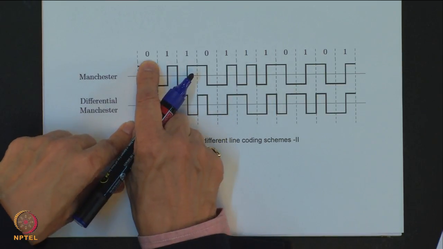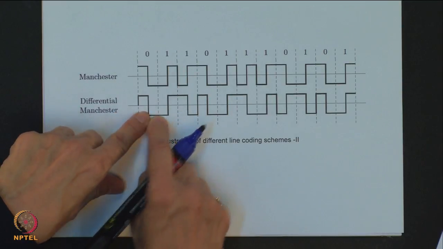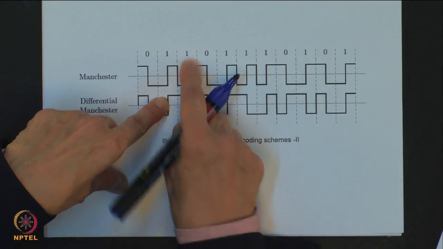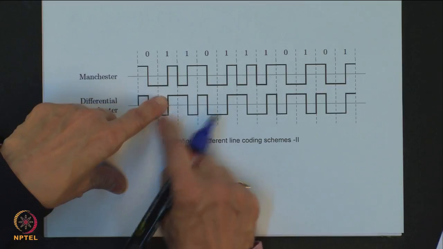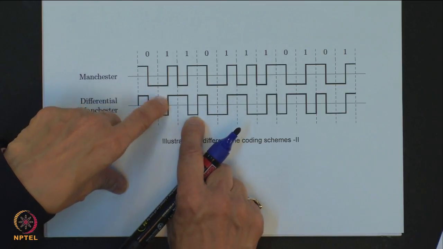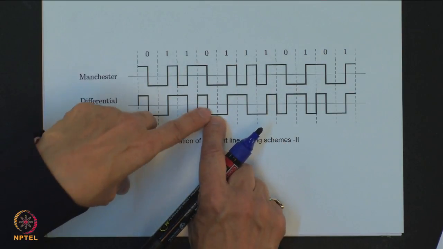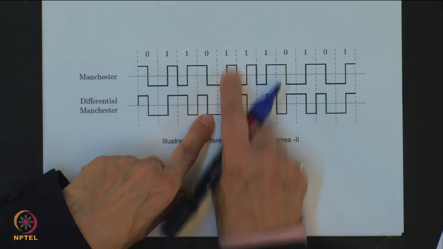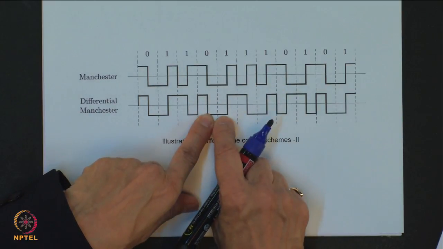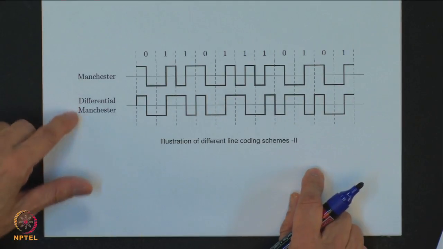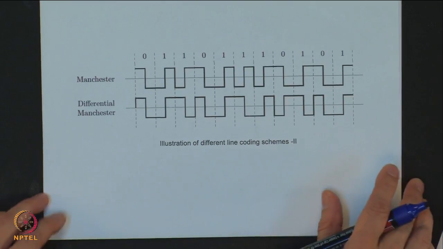So, when I start with 0, it is +pt -pt, for 1 as usual -pt +pt. When I get another 1, it switches the polarity compared to the earlier one, so it becomes +pt -pt. For 0, again it will become +pt -pt. When 1 comes, compared to the earlier one, this will switch the polarity, so it will become -pt +pt, and this is the way it continues, and this is what is known as differential Manchester.